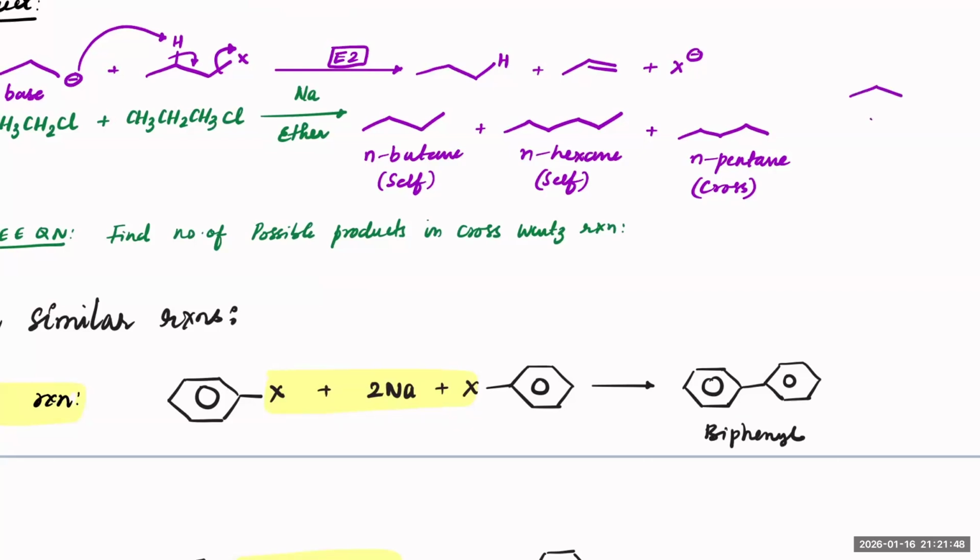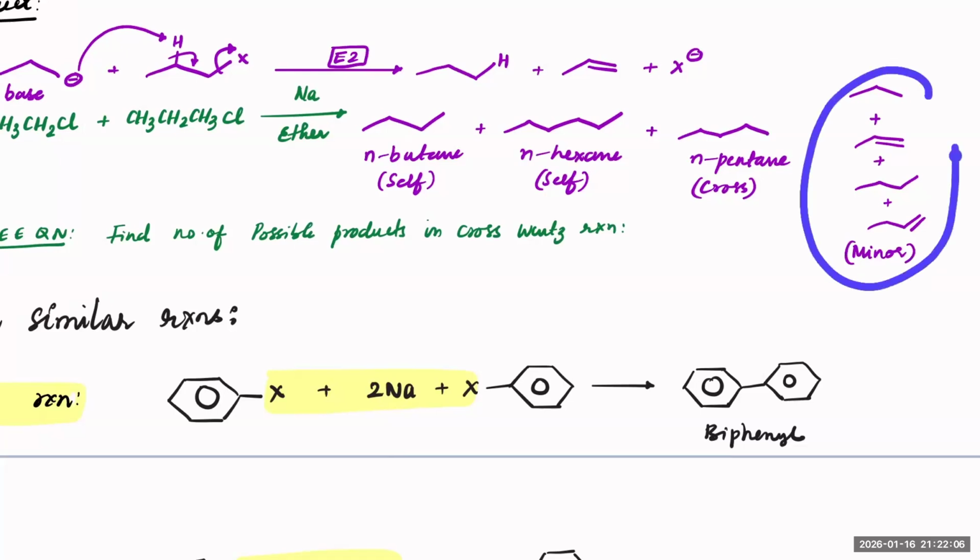One is propane. The other one is propene. Plus one is butane. The other one is butene, like this. So these four are minor products as well as side products.